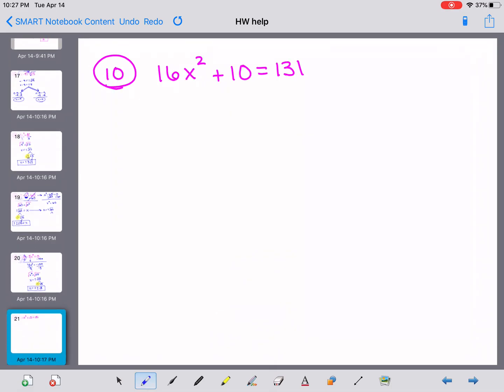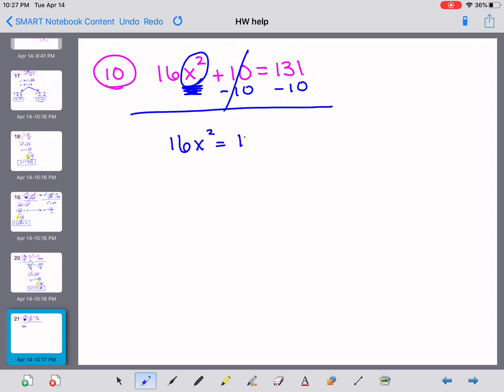Number 10. I'm allowed to do the square root method because there's just an x squared in the question. There's no x in the question anywhere. So I want to get x squared by itself, right? Imagine if the question had said 16x plus 10 equals 131. Hopefully you'd be saying, okay, to solve for x, I would subtract 10 from both sides. It's the same concept. So you want to get that x squared alone. So I'm going to subtract 10 from both sides. So 16x squared equals 121.